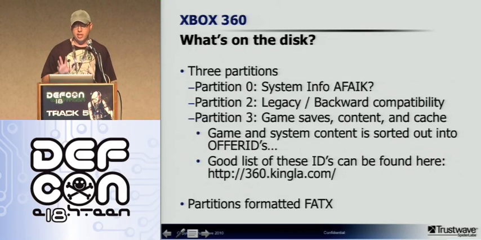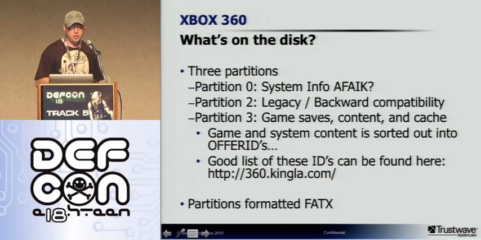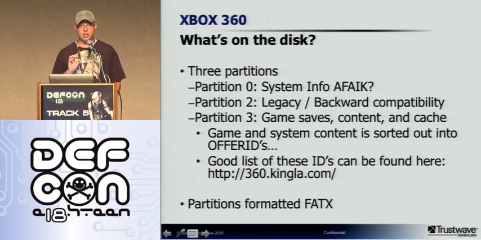What's on the disk? You're going to have 3 partitions that are formatted FATX. Partition 0, as far as I know, is really just system information. Partition 2 has legacy backward compatibility, meaning original Xbox games that you can play on the 360. All that information is going to be stored there. And with partition 3, game saves, content, and cache. I do have a link there, which we'll talk about in the next slide. Also, if anybody is storing media, pictures, music, movies, or anything like that, it is going to be in this directory.